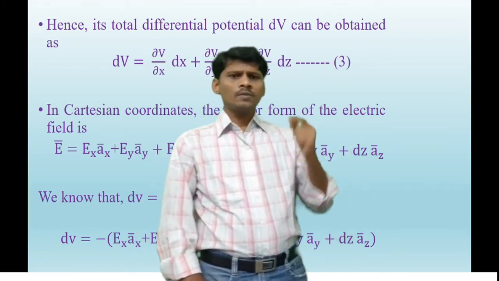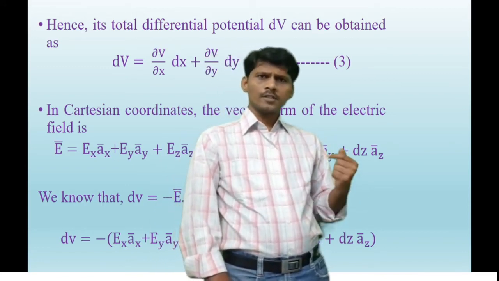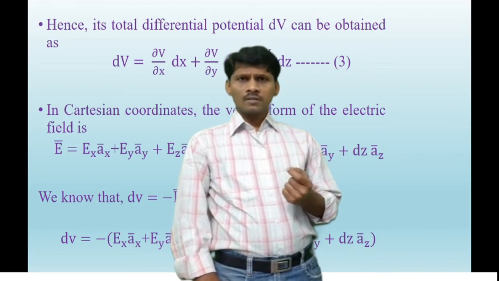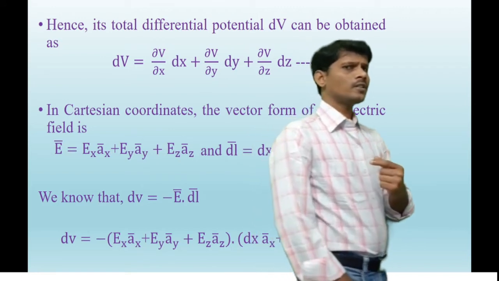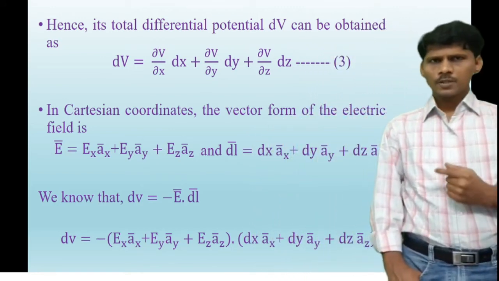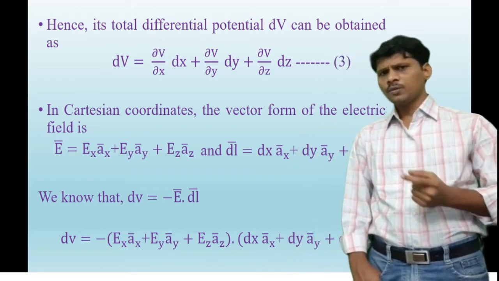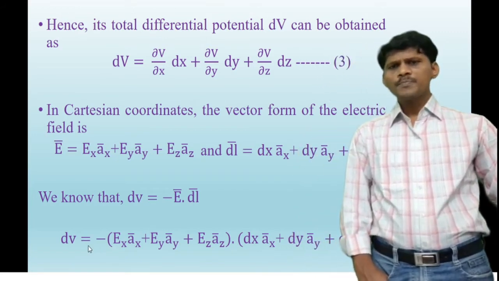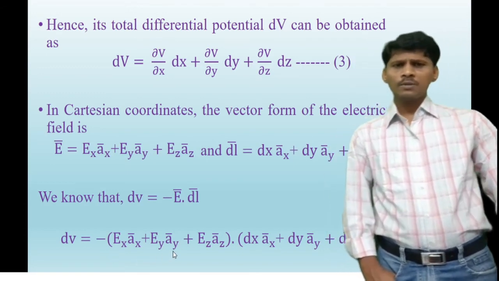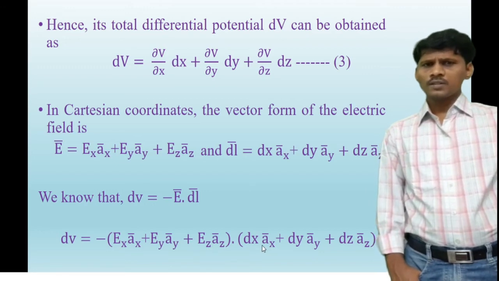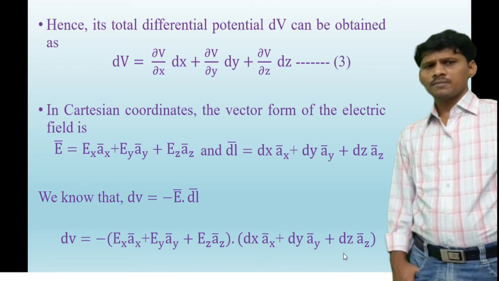But we know that dV is equal to minus E bar dot dl bar. Substitute the vector form of the electric field intensity and the vector form of the differential length in this equation. So we get dV is equal to minus of Ex Ax bar plus Ey Ay bar plus Ez Az bar dot dx Ax bar plus dy Ay bar plus dz Az bar.